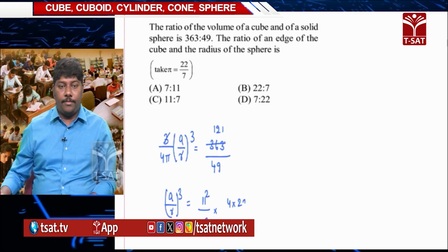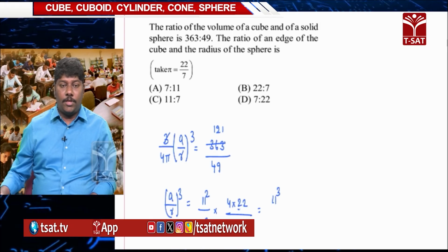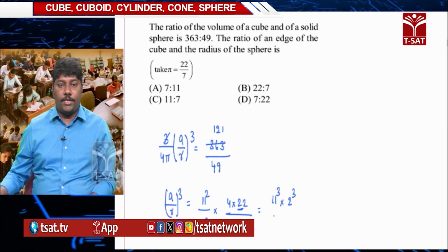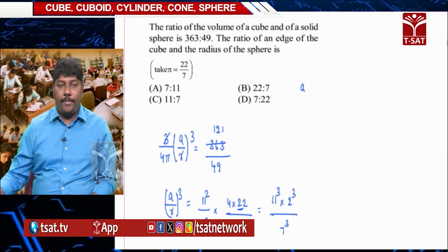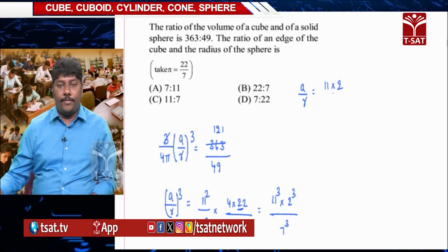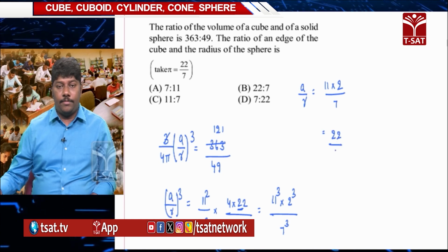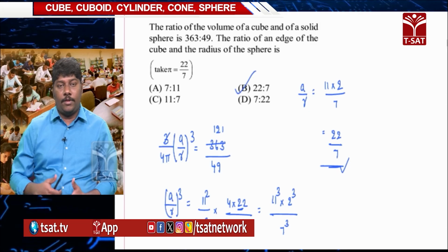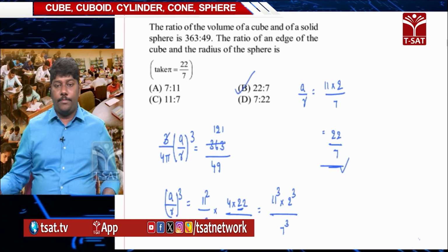Here 11 cube, 2 will be left out. The 2 into 4 is 2 cube because it is 8 by 7 cube. Therefore, ratio becomes A by R, you eliminate the cube, 11 into 2 by 7. So it is 22 by 7, or else 22 is to 7. So answer is 22 is to 7. Actually pi is to 1.